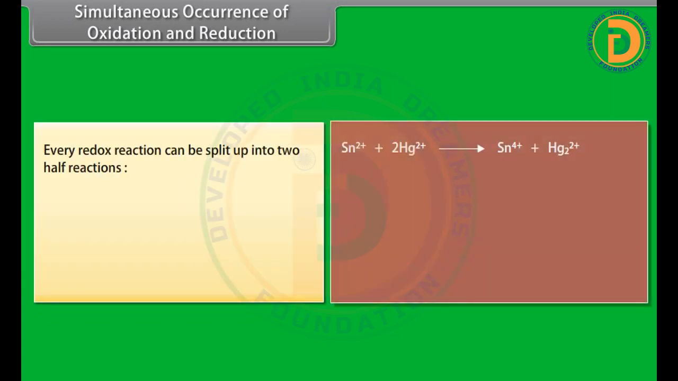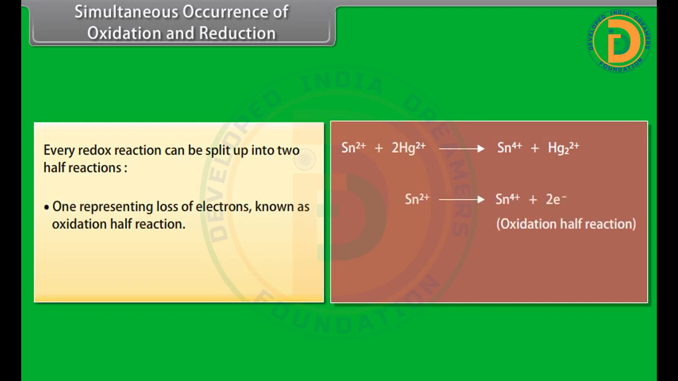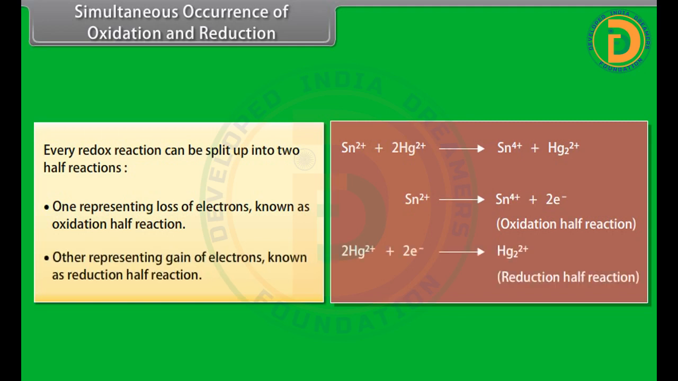Every redox reaction can be split up into two half reactions. One representing loss of electrons, known as oxidation half reaction. The other representing gain of electrons, known as reduction half reaction.